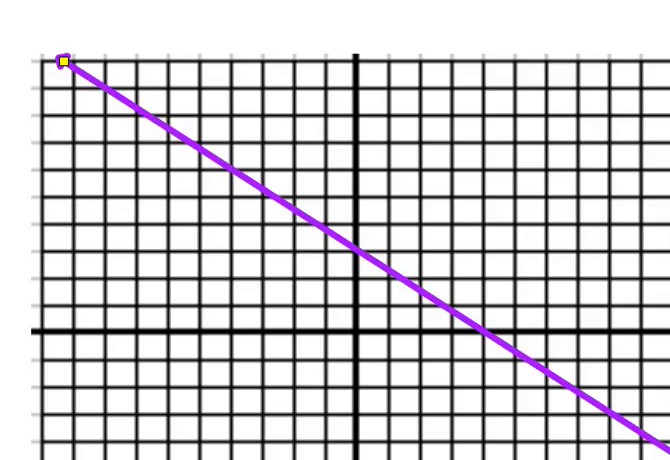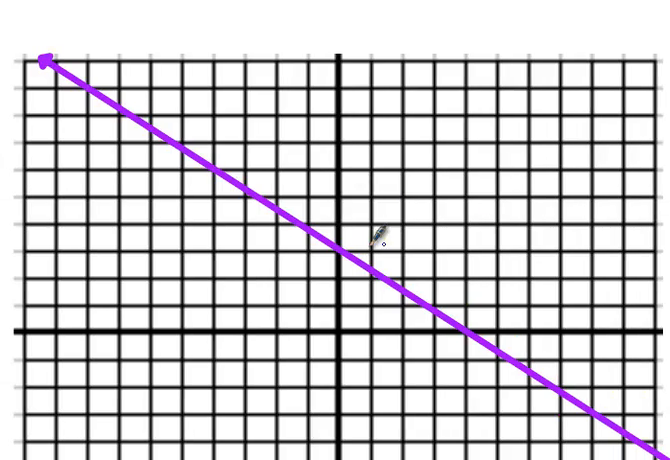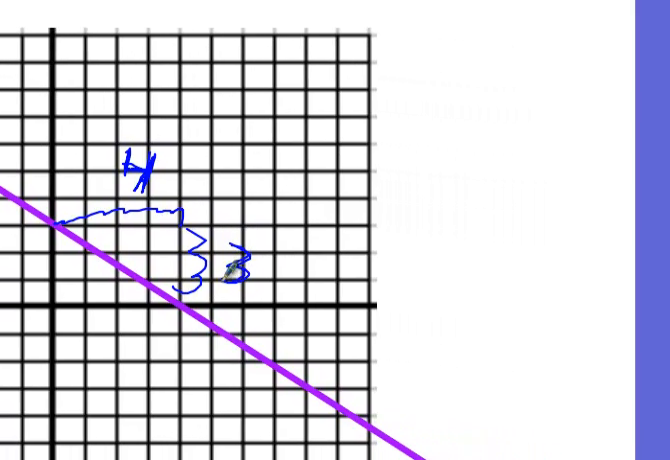So again, let's count the change in x. We're going to go 1, 2, 3, 4. So that's a change of 4. And then for y, we're going to go down 1, 2, 3. So our change in y is 3. So again, for our m, the change in y is 3 and the change in x is 4.